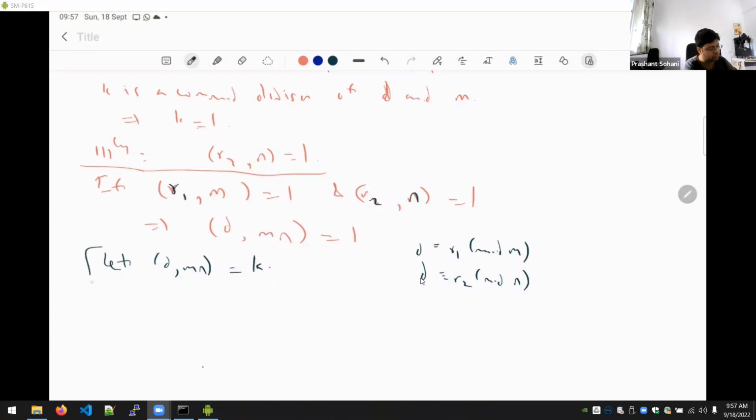Okay. Let's try it this way. So let the GCD of D and MN be equal to K. So what it implies is K divides D and K divides MN. From these two things, we can write D is equal to R1 plus some quotient times M, and it's also equal to R2 plus some other quotient times N.